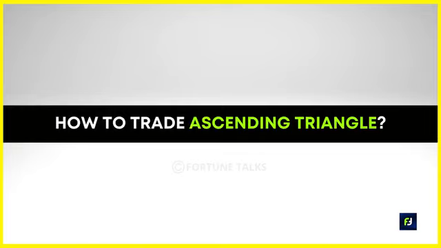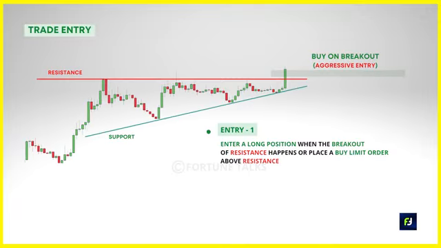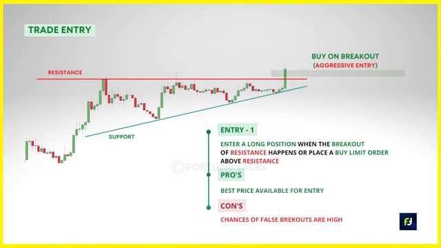Now we will talk about the entry criteria. So how to better time your entry? Well, there are a few ways to do it. The first approach is to go long when the price breaks above the highs of the ascending triangle or above the resistance level. All you need to do is place a limit buy order above the resistance level and you will be immediately long when the price breaks above the highs. If the breakout is real, this is one of the best prices to enter.